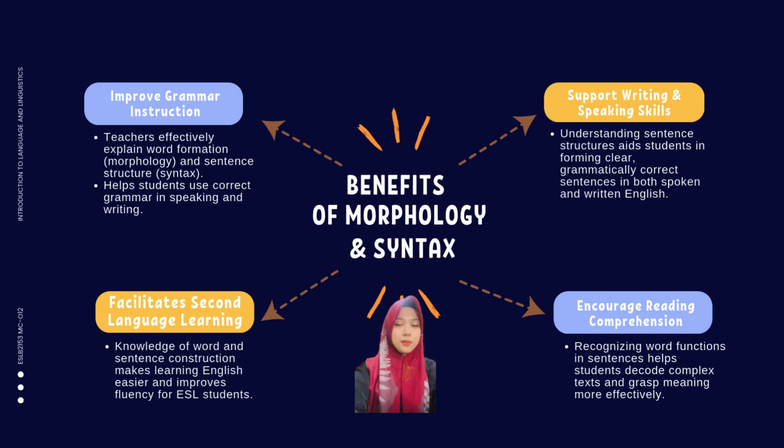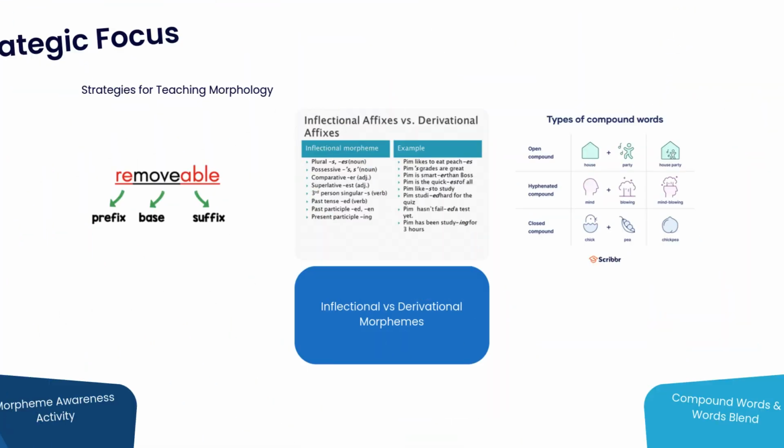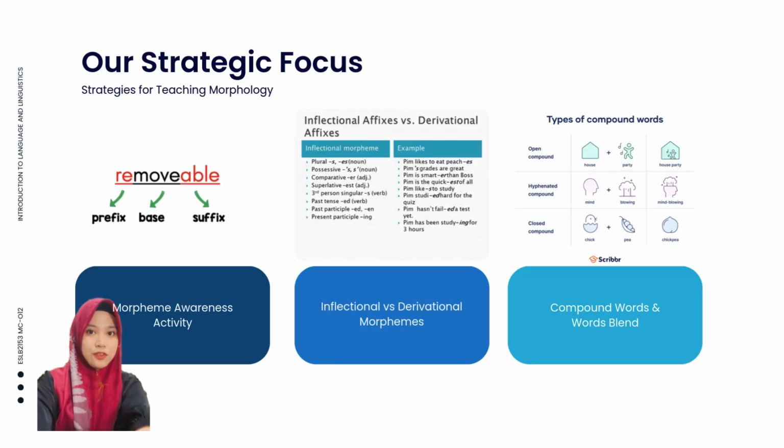And lastly, boost reading comprehension. When students recognize word functions in a sentence, they can understand complex text more easily. So by learning morphology and syntax, students can improve their grammar, writing, speaking, and reading skills. Next are the strategies to teach morphology.